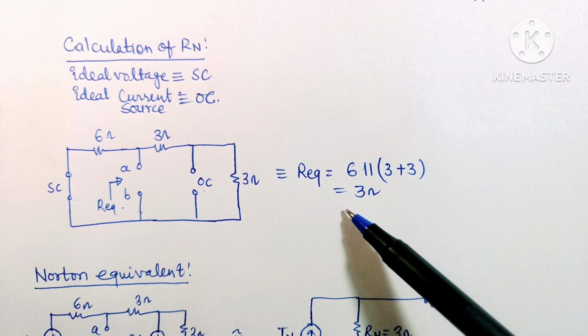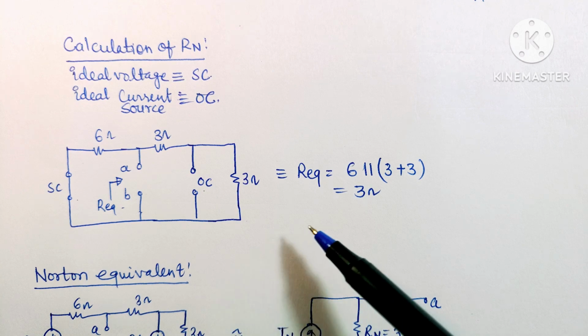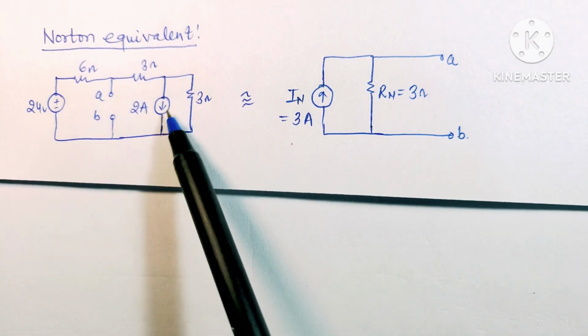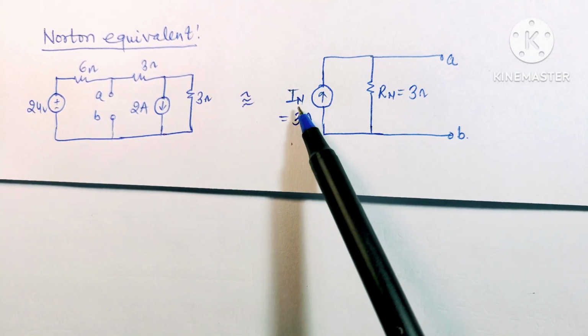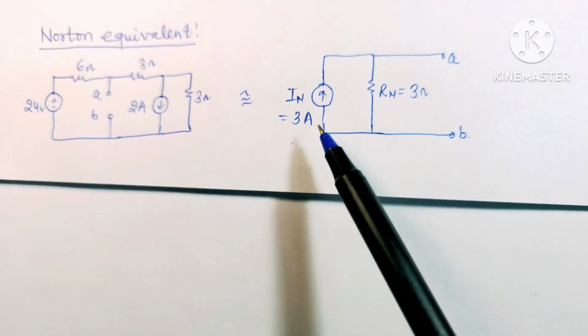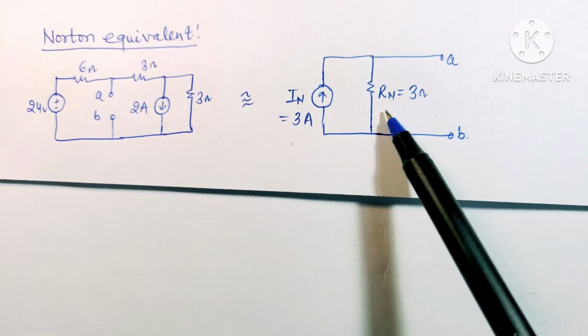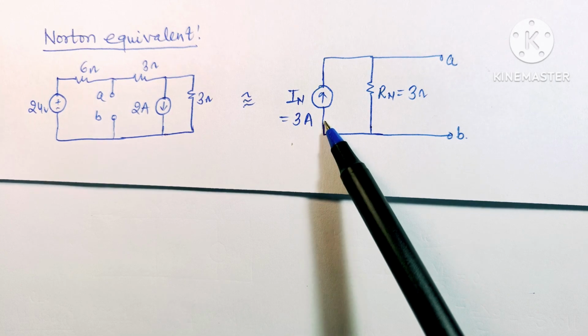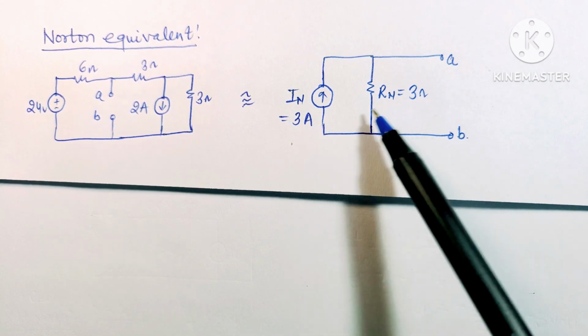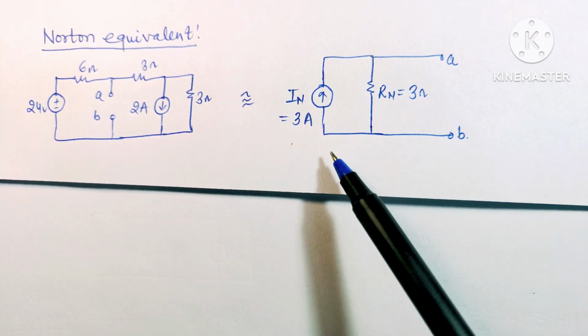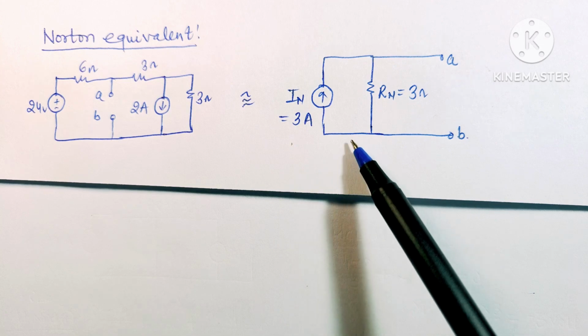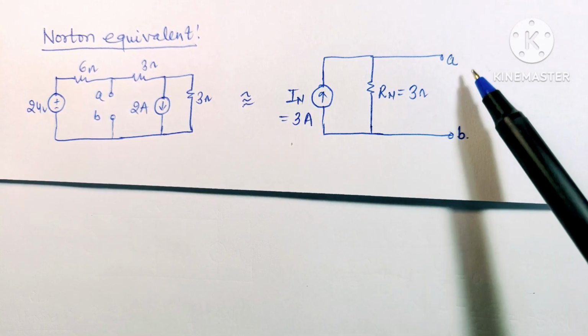Now we can draw the Norton equivalent of the given circuit in the question. The Norton equivalent of this given circuit will have IN equal to 3 ampere, which was calculated above, and Rn equal to 3 ohm. This current source and resistance will be connected in parallel, as we have seen in the concept of the Norton equivalent circuit. So this is our Norton equivalent circuit across terminals A and B.